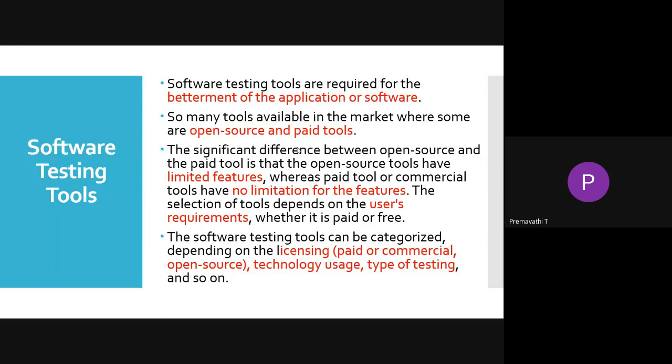When you go for manual testing, we may miss some parts, and it takes a long time. When you use an automation tool, we can easily do our work. For the accuracy of the project, and so that we get good quality products, we go for testing tools. For the betterment of the application or software, we have to use software testing tools.